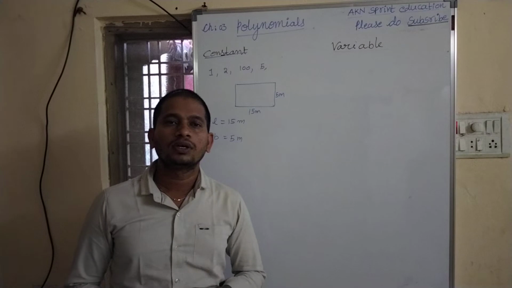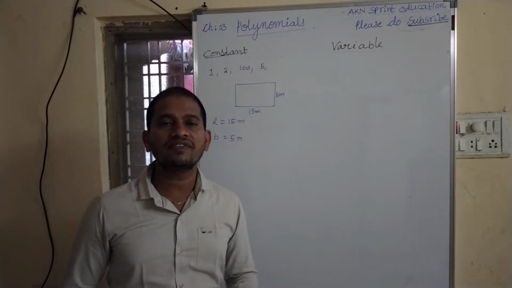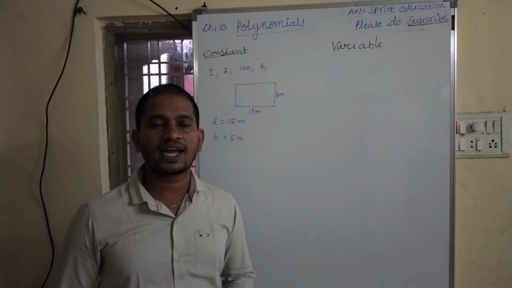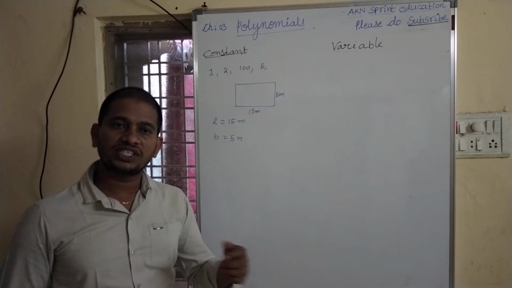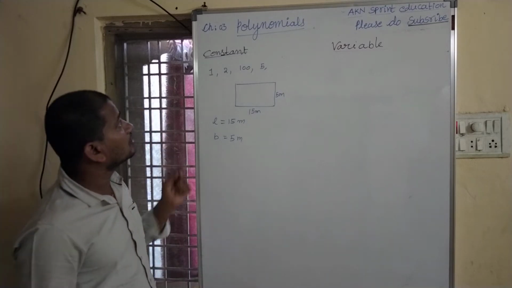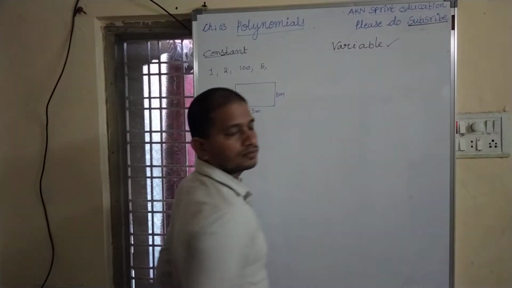For example, the number of days in a week. How many days in a week? We have 7 days in a week, right? Which is a fixed value. That is called constant. Coming to variable.